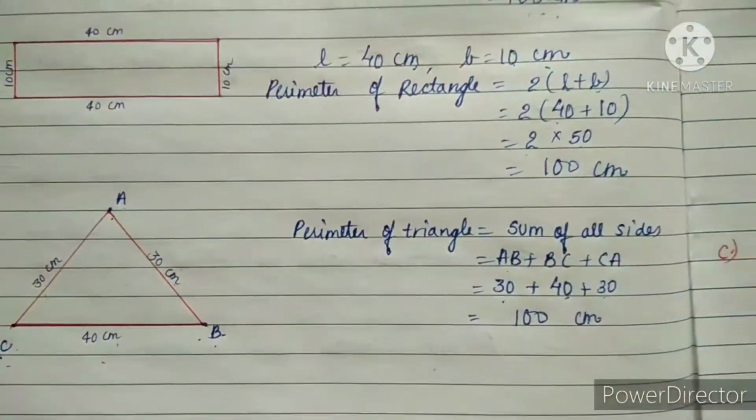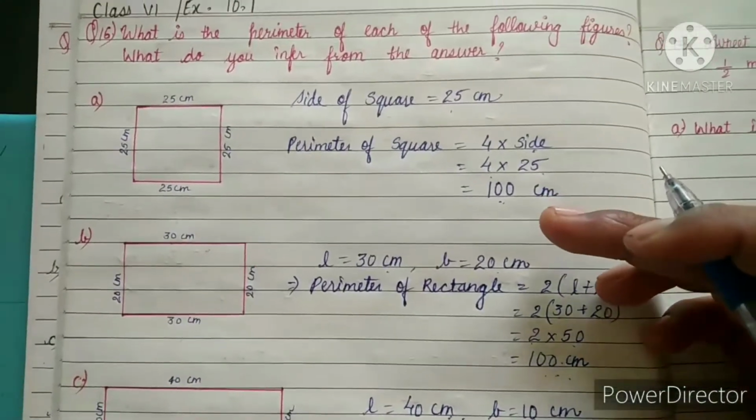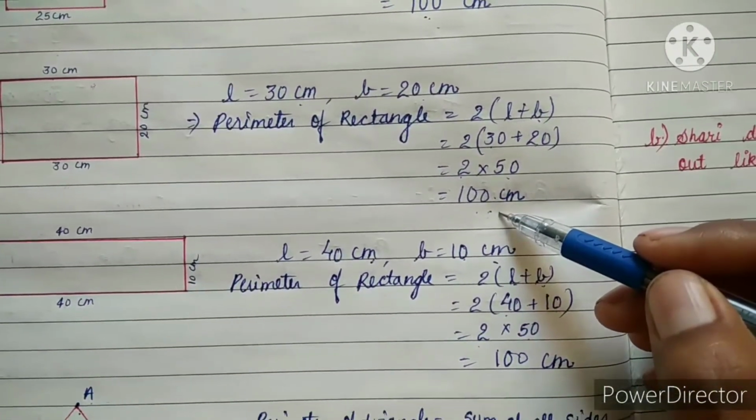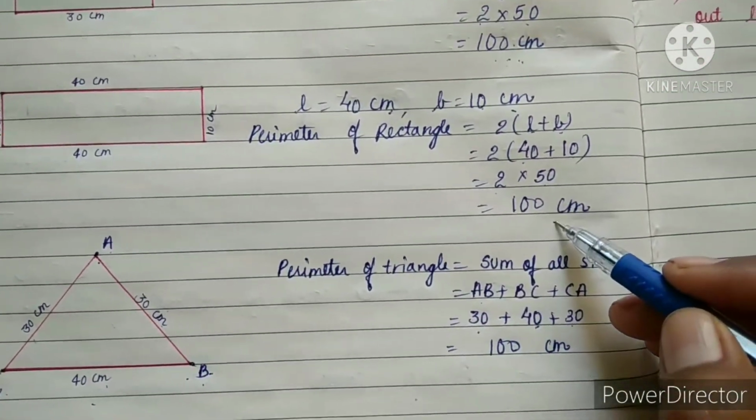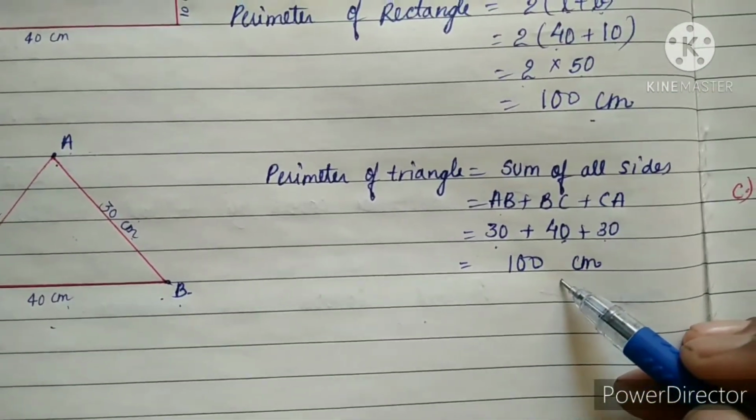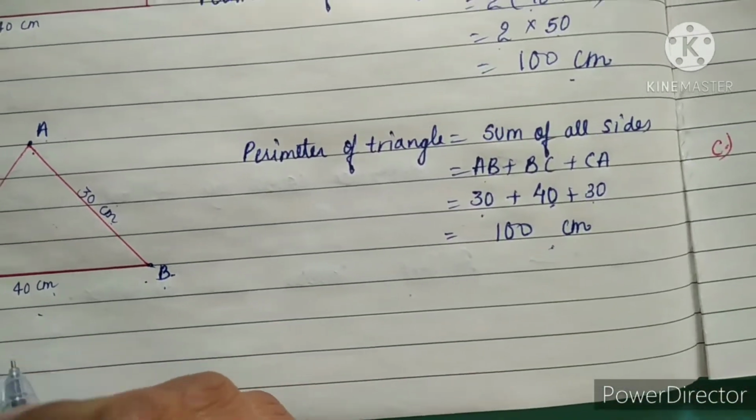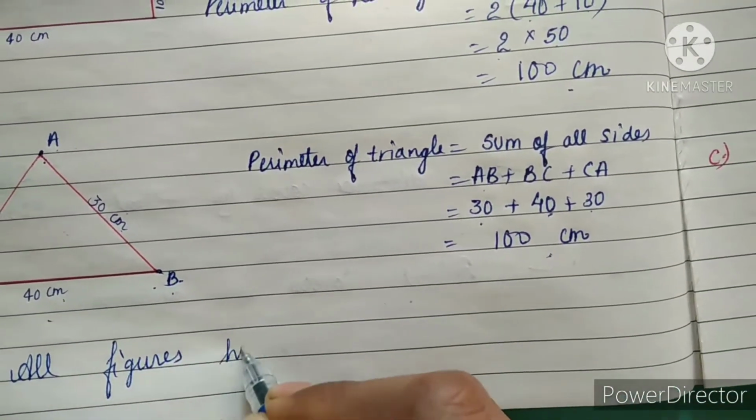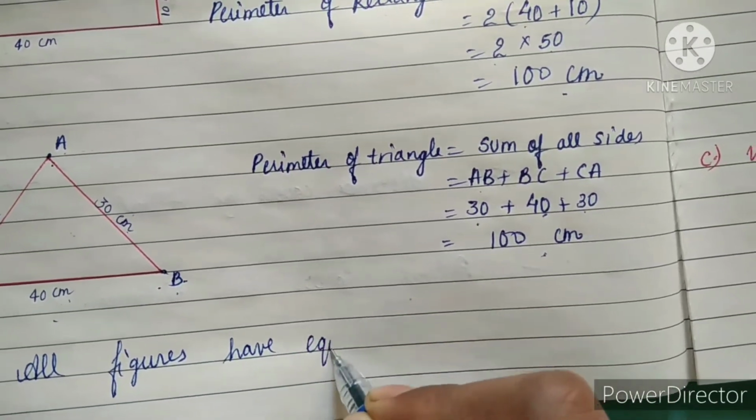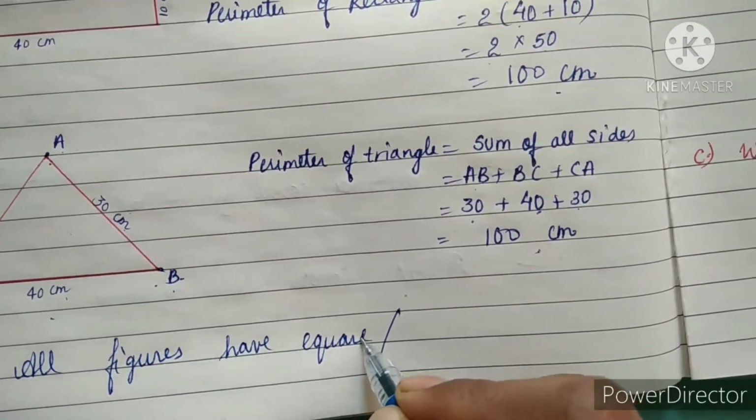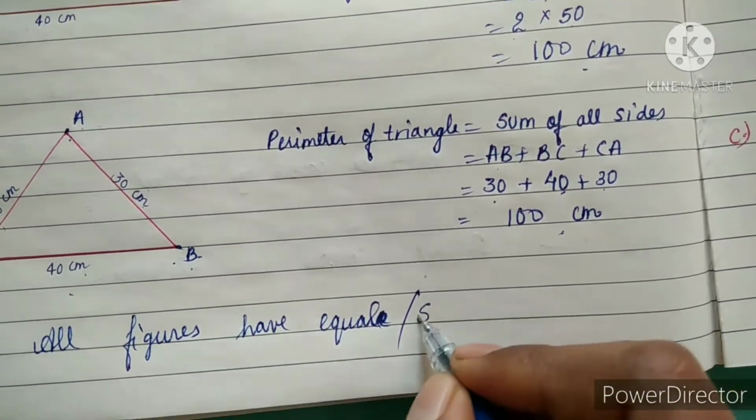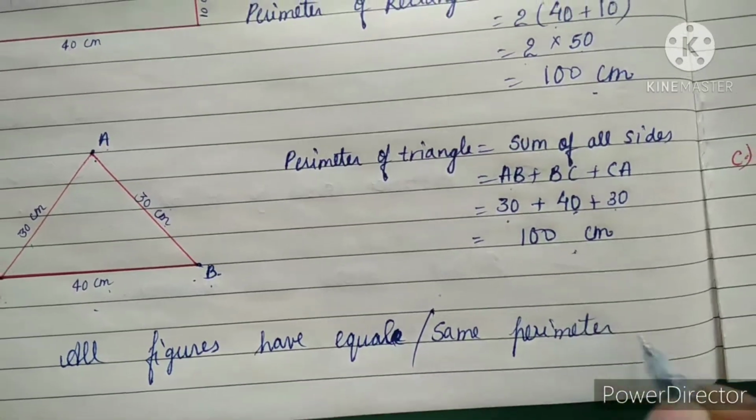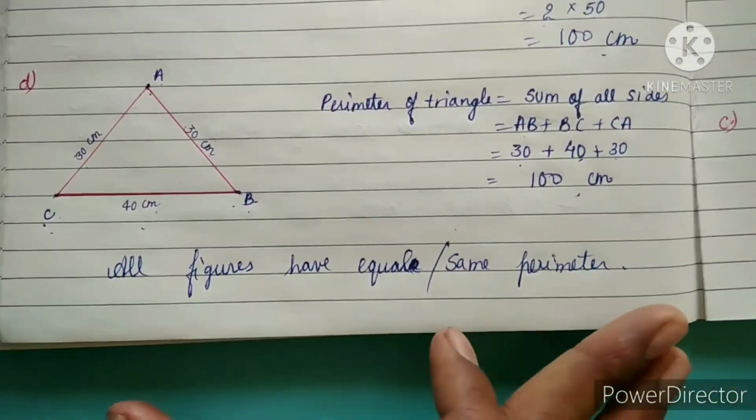Now you can see all the answers of question number 16. A answer is 100 centimeter, B answer is 100 centimeter, C answer is 100 centimeter, D answer is 100 centimeter. So all figures have the same perimeter. This we concluded at the end.